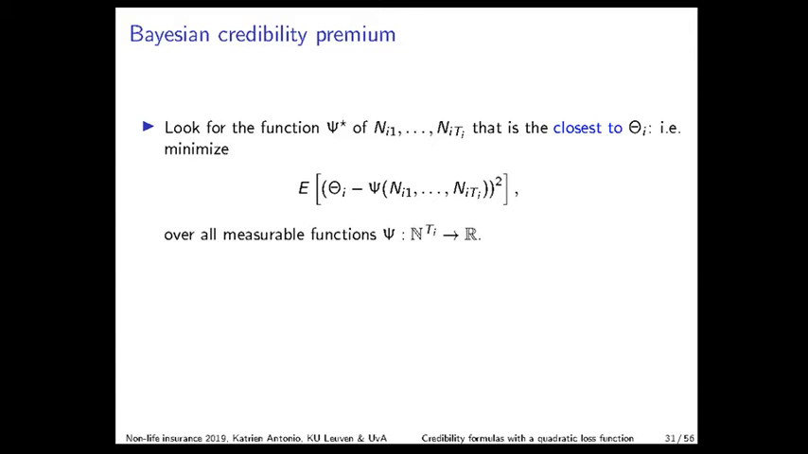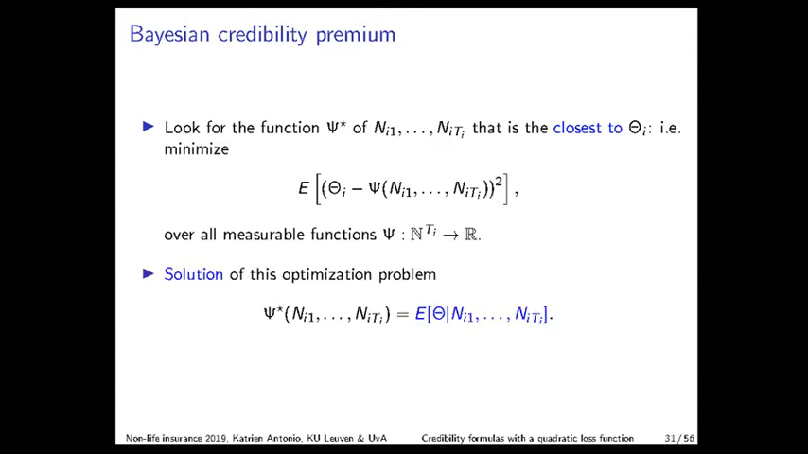Now we know from the property demonstrated on the previous two sheets that the estimator we are looking for is the conditional expectation of theta given the random variables n_i1 until n_iti. Thus, the estimator we are looking for is the mean of the posterior distribution of theta given the reported claim history. And we use this posterior mean because it minimizes the quadratic loss function that expresses the mean squared error.